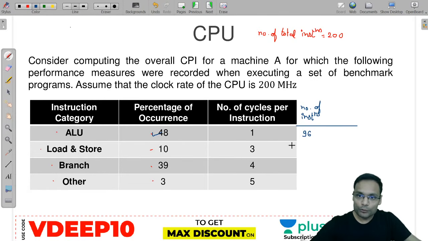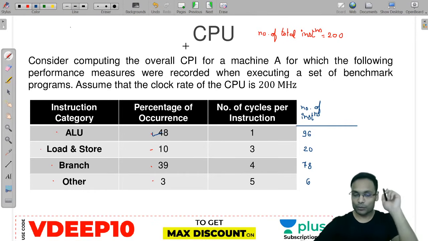Then 10% of 200 is 20. Then 39% of 200 कितना होगा? 78. And then 3% of 200 is 6. So these are the number of instructions of each type I have calculated.